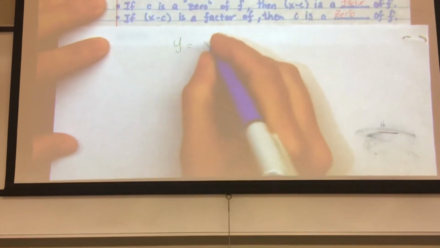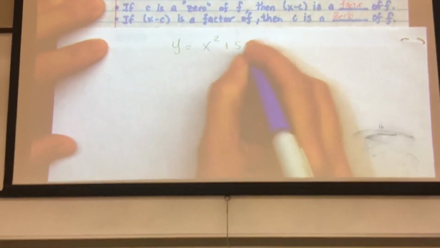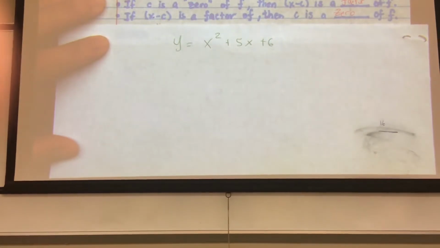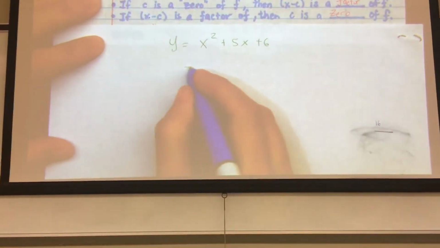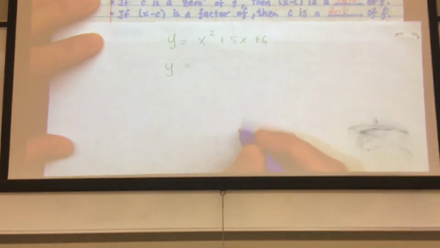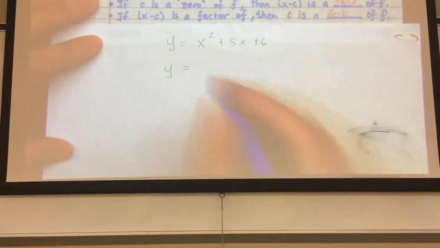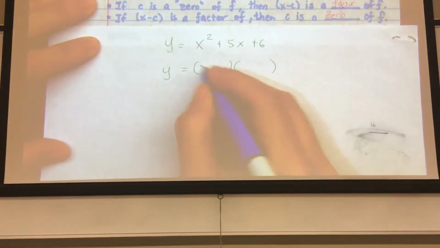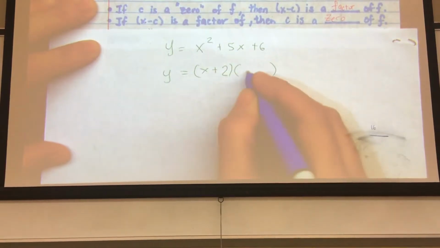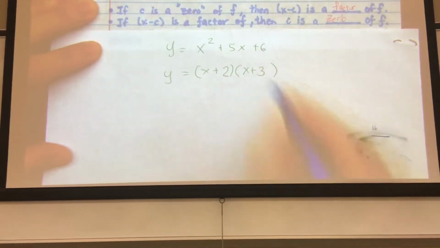y equals x squared plus 5x plus 6. We all know and love that, I hope. Good old parabola. Turns out we know how to factor that degree 2 polynomial, don't we? That is x plus what? Well done, guys. It's x plus 2 and x plus 3, and you factor.